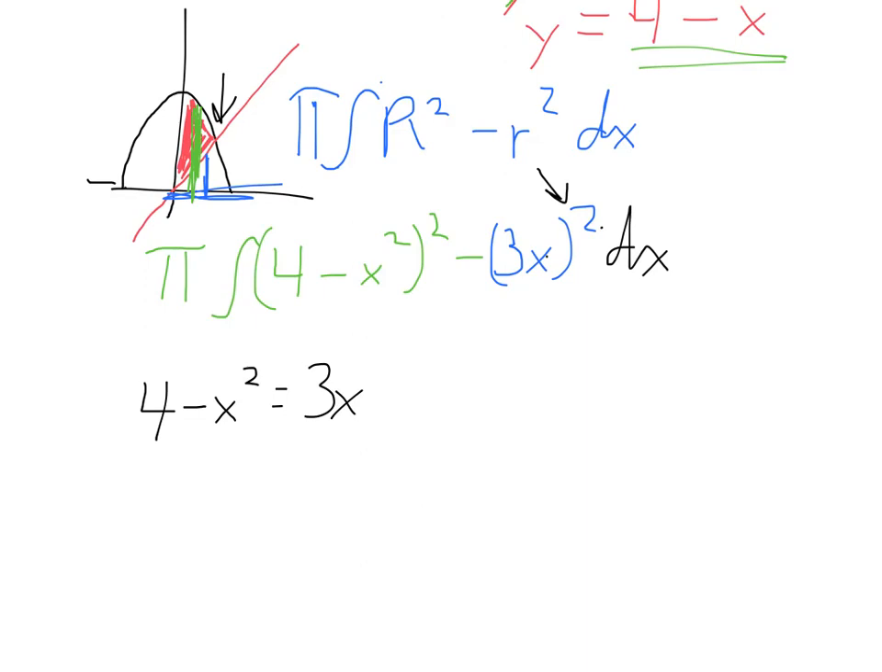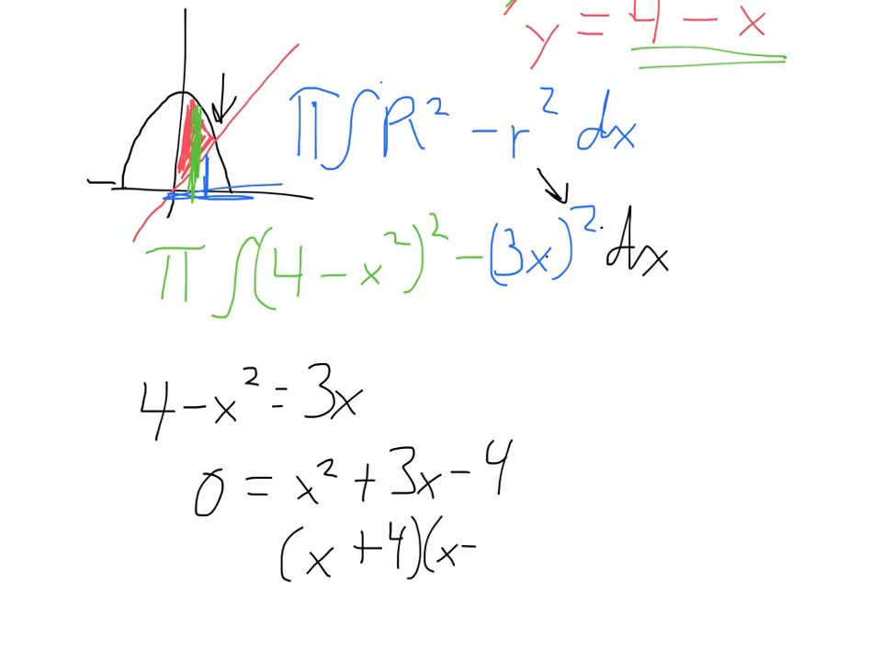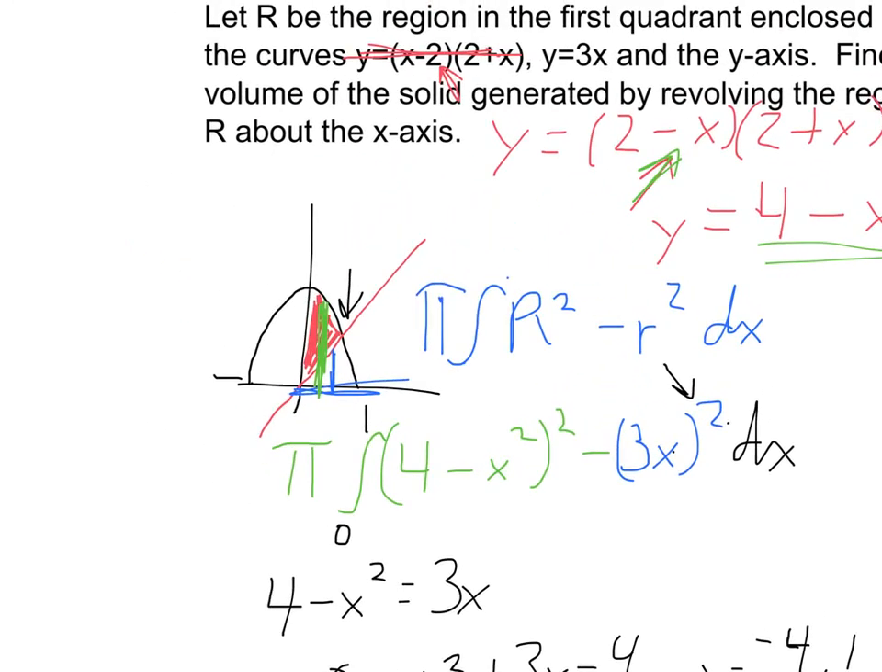To solve this, we want to factor it. So we're going to move our x squared over to the right side. That'll give us x squared plus 3x minus 4, which factors into x plus 4 times x minus 1, which means these graphs intersect at negative 4 and 1. Our boundaries then are going to go from 0 to 1. The negative 4 doesn't quite enter into it.